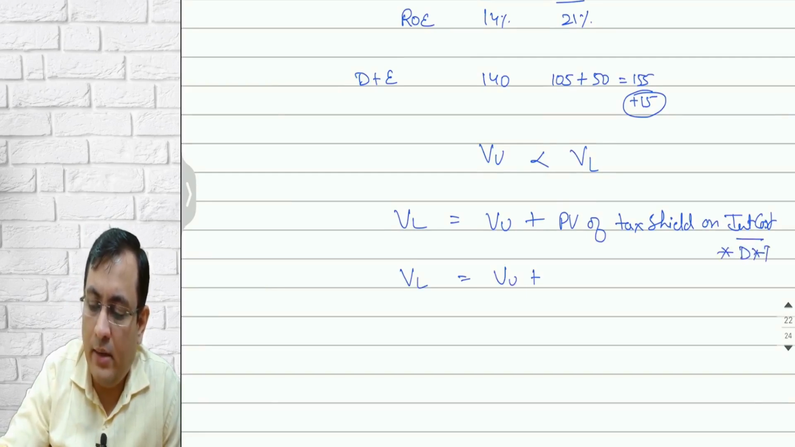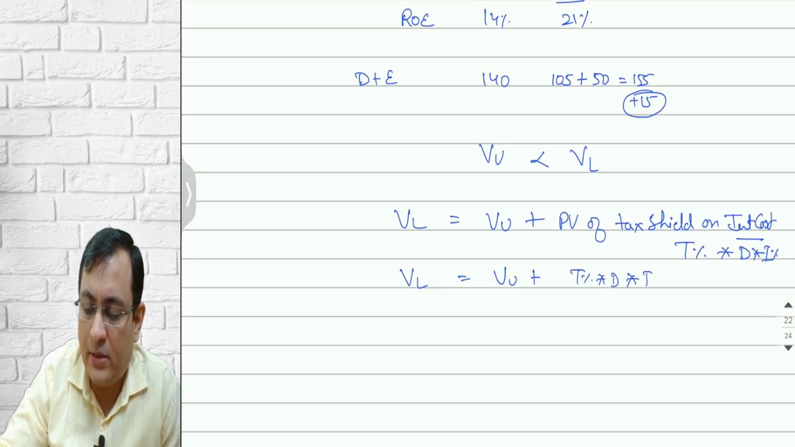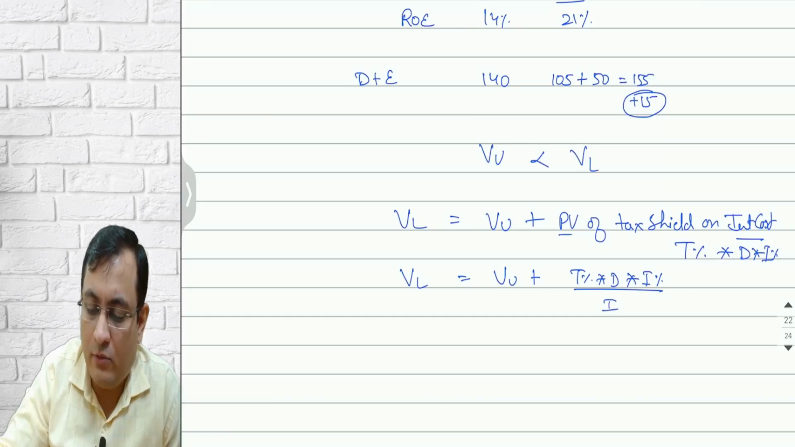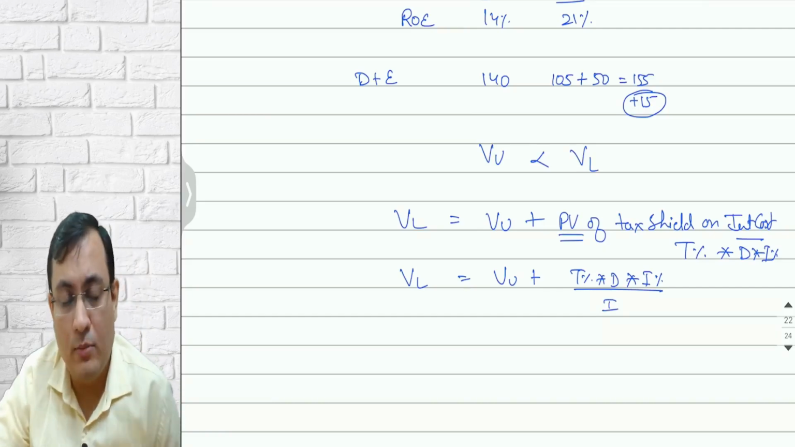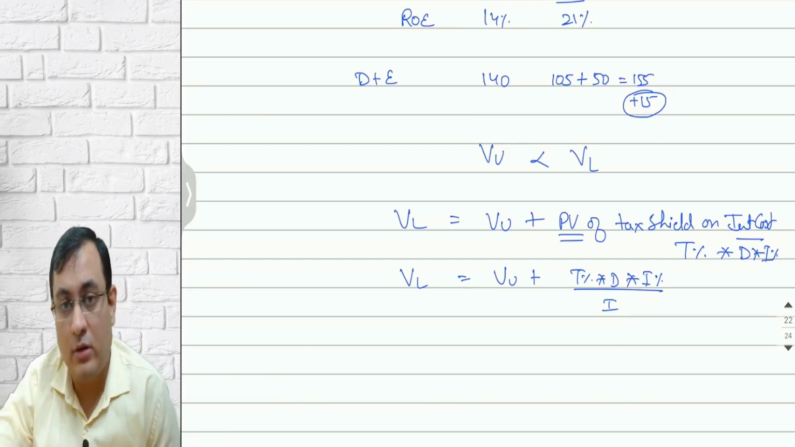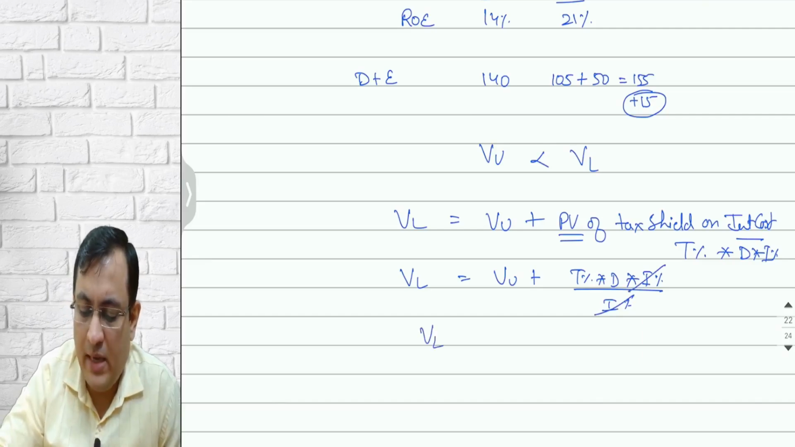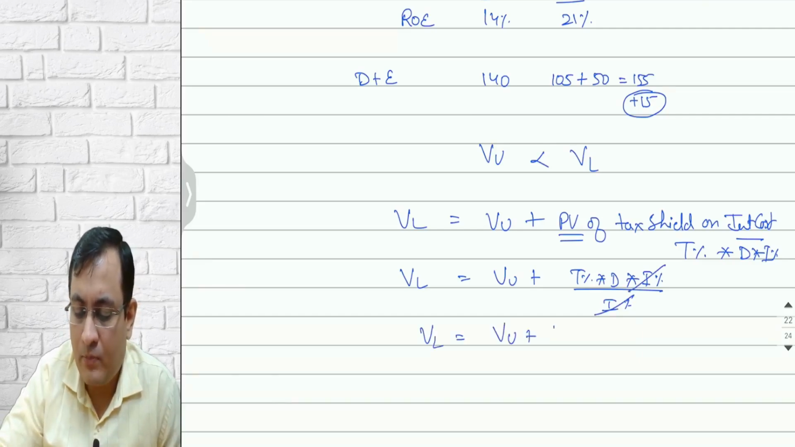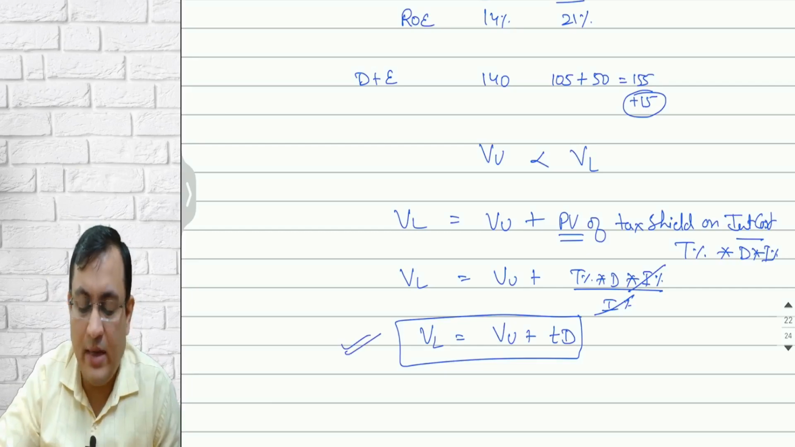How to calculate tax shield? It is multiplied by T. So how to calculate present value? It is T percent multiplied by D multiplied by I percent, over I percent. For the present value, we divide by I. In the perpetual constant cash flow model, the present value of that perpetual constant series, we have to divide by I. So this I and I will get cancelled. So VL equals VU plus T multiplied by D, the formula we have in our course. We do not have this derivation. Ultimately, we are using this formula.